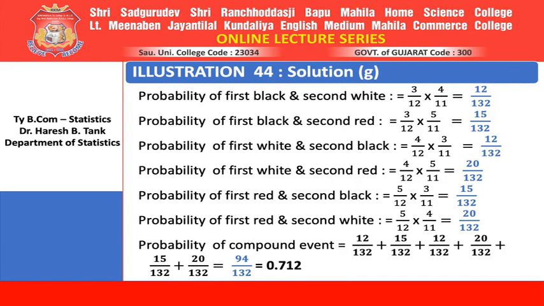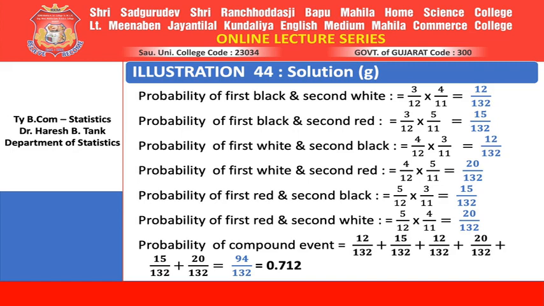The last one. This is that they should be of different color. Probability of first is black, second white; first black, second red; first white, second black; first white, second red; first red, second black; first red, second white. These are the different possibilities. Okay, find the probability. First is black, second is white. First is black means it is 3 by 12. Second is white means it is 4 by 11.